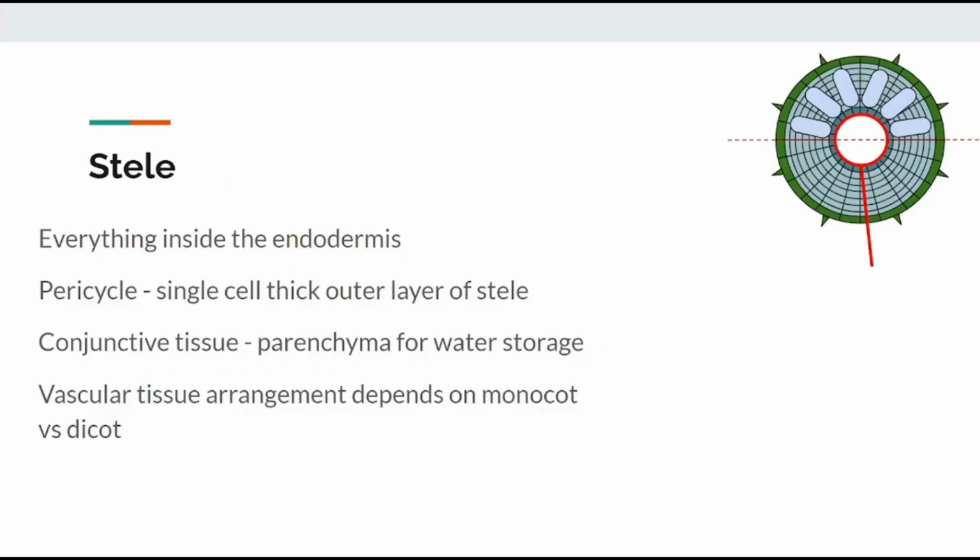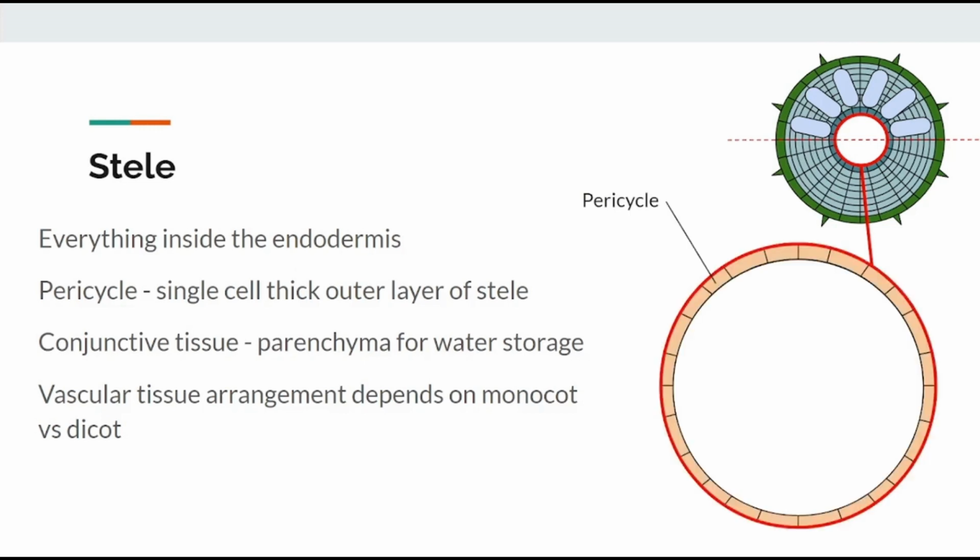The stele or vascular cylinder of a root is everything inside the endodermis, containing the primary xylem, the primary phloem, the conjunctive tissue, and the pericycle. The pericycle is the outermost covering of the stele, and it is only a single layer of parenchyma cells. Inside the pericycle is conjunctive tissue, which is made up of loosely arranged parenchyma cells specialized for water storage. Embedded within the conjunctive tissue is the primary vascular tissue. Remember, it is primary because it resulted from growth in root length, not from the growth in root thickness.